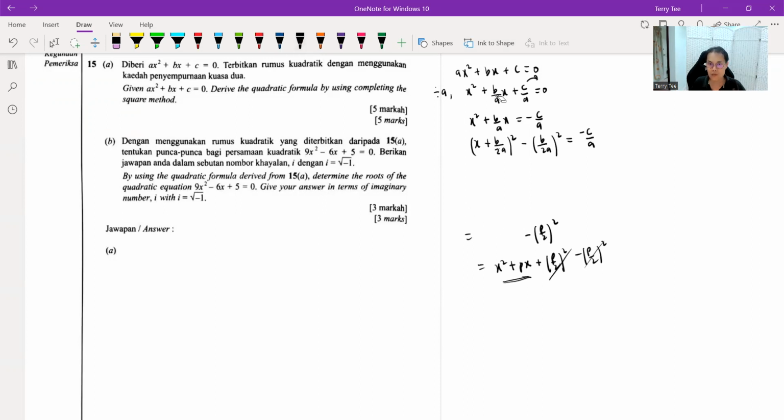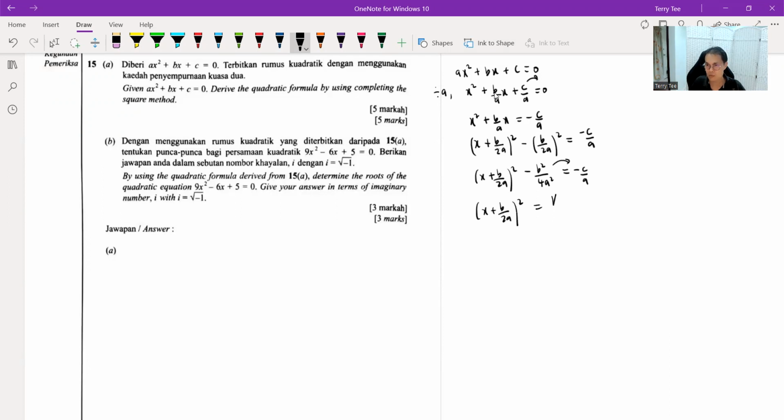Okay. Next, we are going to square this, so you can bring it over to the right-hand side. I'm going to square it first. x plus b over 2a. When I square this, I get b squared over 4a squared. This is minus c over a. Let's bring this to the right-hand side. When I bring it over, this is now b squared over 4a squared minus c over a.